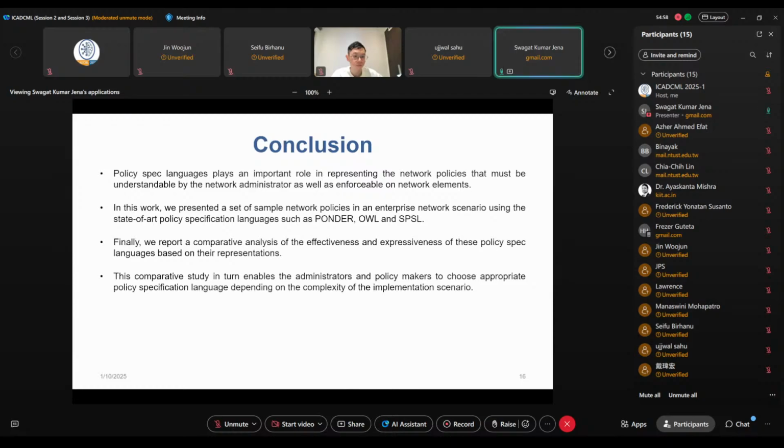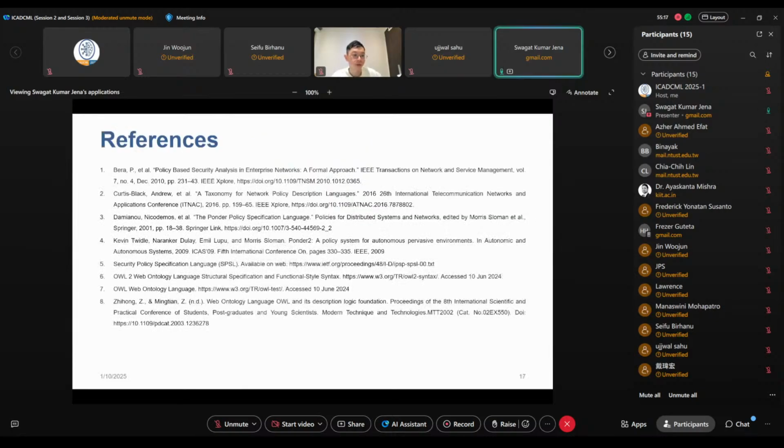So once you represent all these things using this specification language, thereafter you can choose other tools to really implement or enforce those rules in the network, like using the Z3 tool or something else. So these are the references I took from.